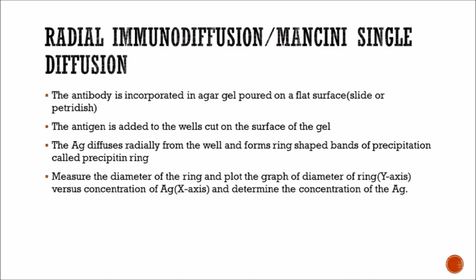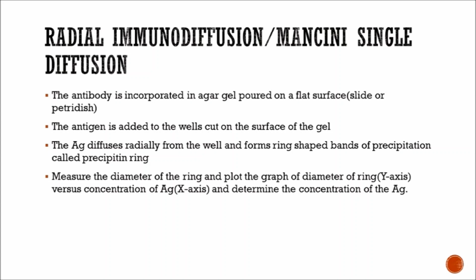Knowing about radial immunodiffusion, discovered by a scientist Mancini and named after him as Mancini single diffusion. In this diffusion, the antibody will be incorporated into the agarose gel at first. Once the incorporation is done, the agarose gel will be poured on a flat surface. The flat surface used here can either be a slide or Petri dish. Once the agarose gel solidifies on the slide, the wells are cut using the gel puncture and the antigen will be loaded in the wells.